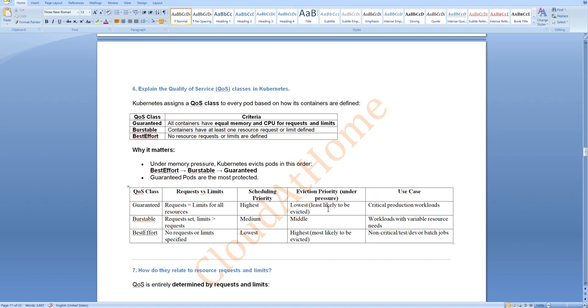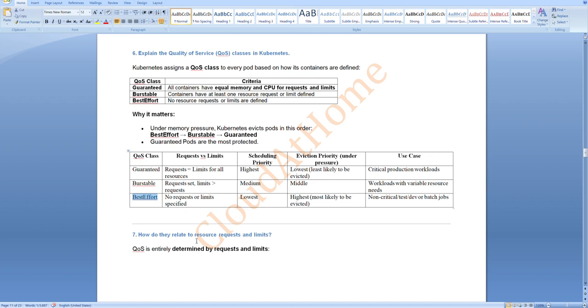So who will get out first? First it will be best effort, because there is no resource, no limit assigned to it. So Kubernetes will kill this immediately, and then burstable pods will get evicted only if they meet the conditions. So it is in the middle. Lowest is for guaranteed, because this will complete the job and it is used for production work. For non-critical dev and batch jobs, we can use QoS best effort basically.